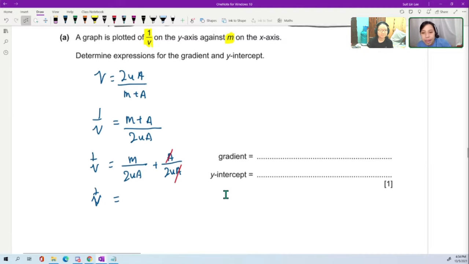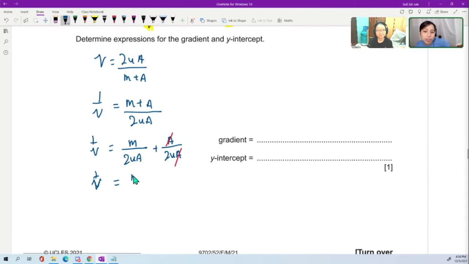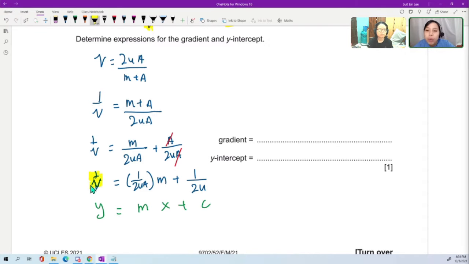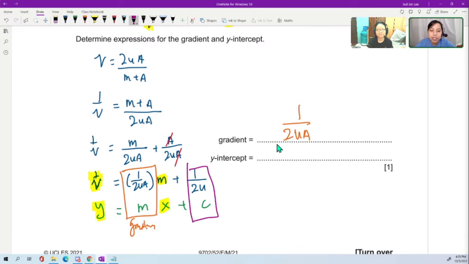So where we are now, we have M over 2UA. So M is kind of separate. That's good. M multiplied by 1 over 2UA, so 1 over 2UA times M. And there's an extra thing at the end, plus 1 over 2U. Now you can recognize this is your linear equation, y equals mx plus c. So y is your 1 over v. Your x is m. Whatever is stuck to the m is assumed to be the gradient. There's a lot of m's here, but never mind, you know the gradient in y equals mx plus c. And your y-intercept will be 1 over 2U. So just write in there what the y-intercept is.